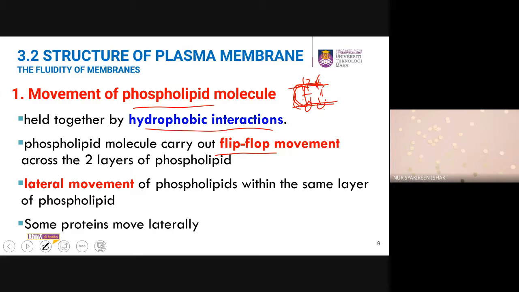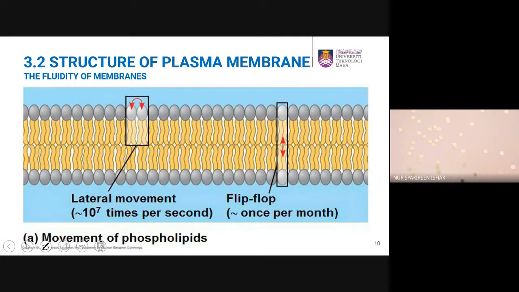So the lateral movement of phospholipid is within the same layer of the phospholipid. So lateral, kiri kanan lah, kan, dia bergerak kiri kanan macam tu. Some protein can also move laterally, but the movement of protein compared to phospholipid will be much slower. So for the movement of the phospholipid molecule, the lateral movement is more frequent, about 10 to the power of 7 times per second. Imagine lah, kan, berapa banyak pergerakan tu dalam satu saat. But for flip-flop, the movement is rare. It rarely occurs, about once per month.